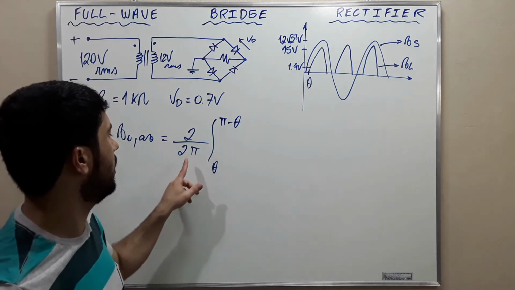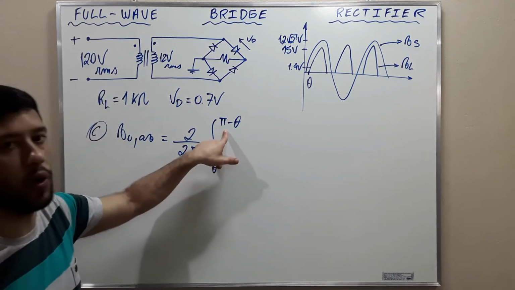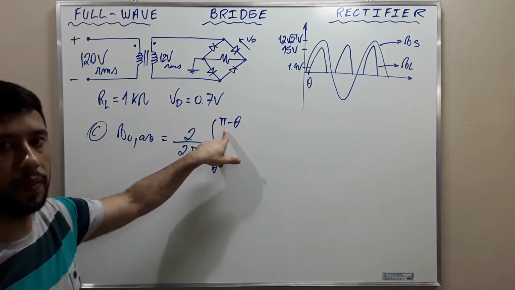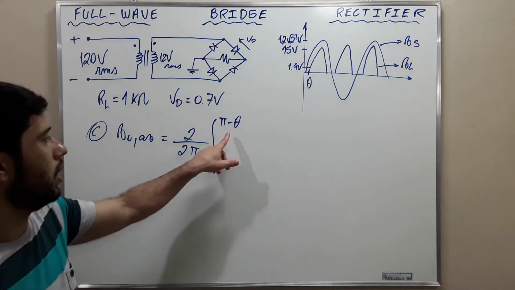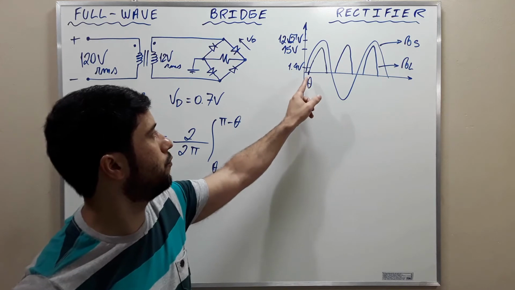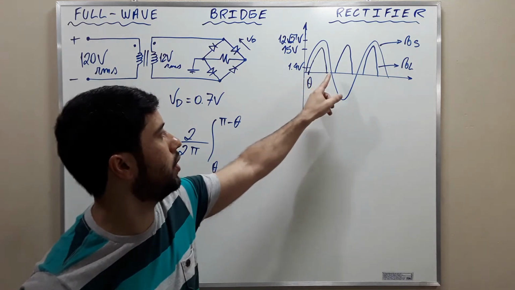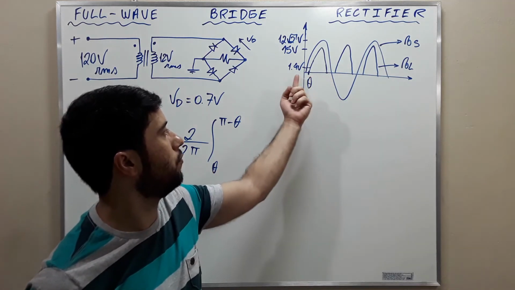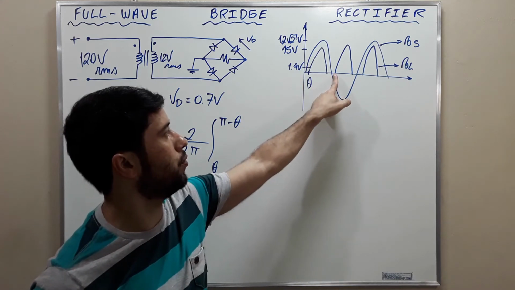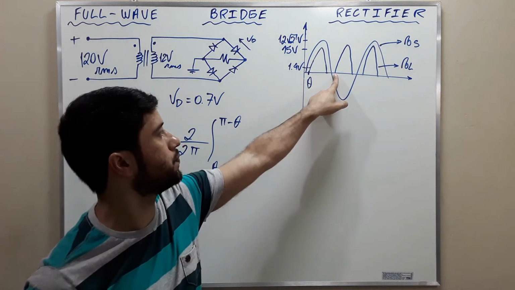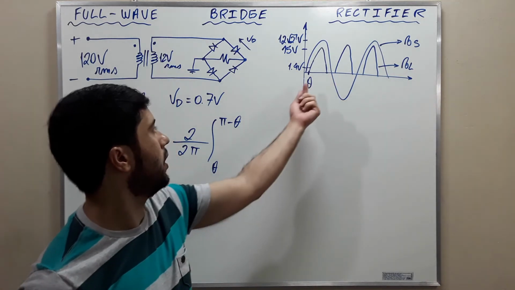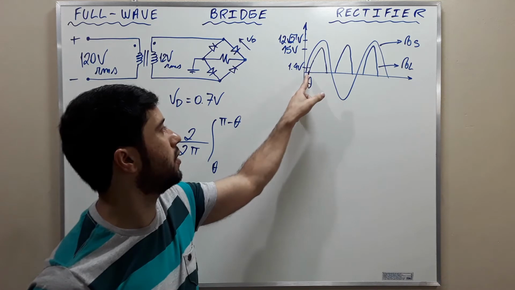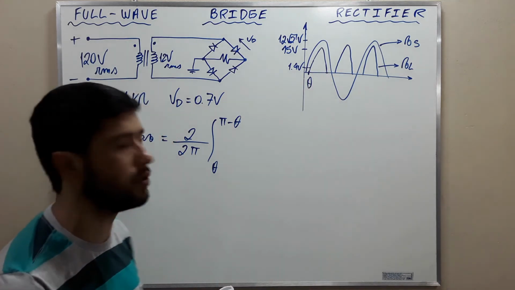Because pi is 180 degrees, okay? Pi is 180 degrees. And from here to here, from 0 to the other point here, is 180 degrees. And we have 2 small parts here that it doesn't conduct.